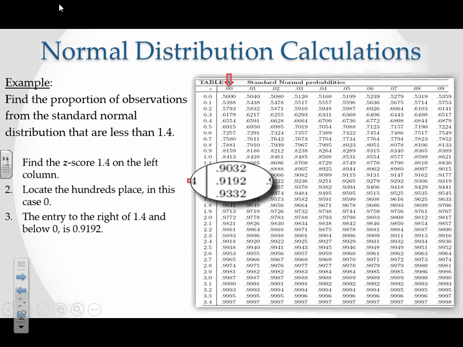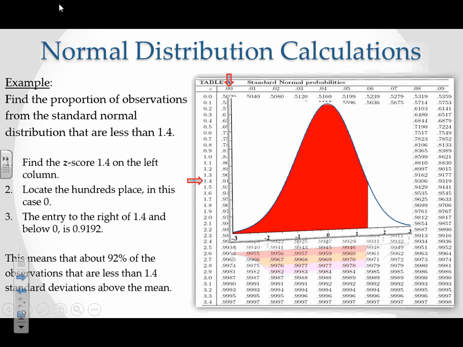0.9192, right? So when I went to 1.4 and went to 0 and followed together, 0.9192. So that is our area left of 1.4, which is exactly what we wanted. So when you do these types of problems, here are two things that you need to make sure you understand.